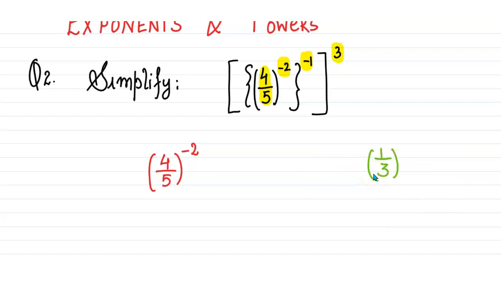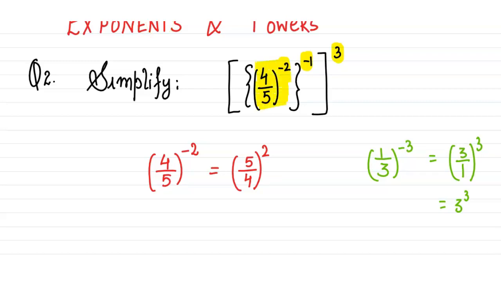Then 1/3 raised to power -3 is actually equal to 3/1 raised to power 3, which is the same as 3 raised to power 3. So here, what are we going to get? We can make the power positive, so we will get 5/4 raised to power 2. So now, we have solved this much part of the problem.